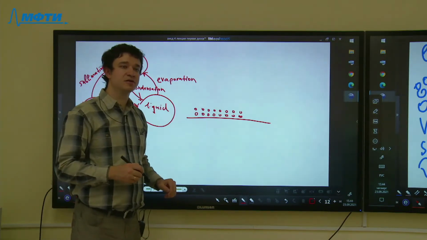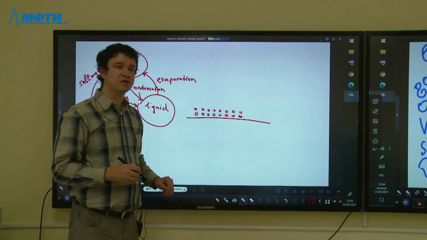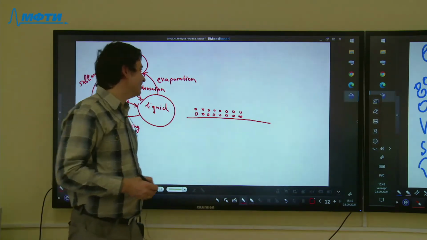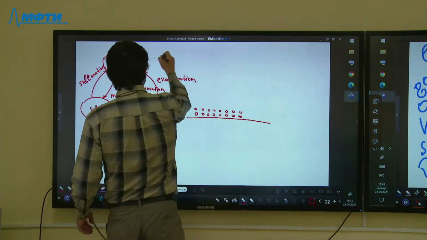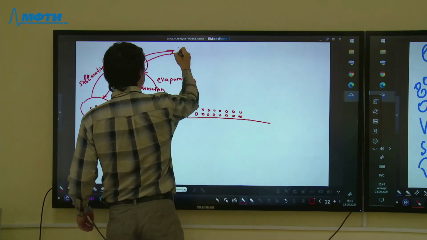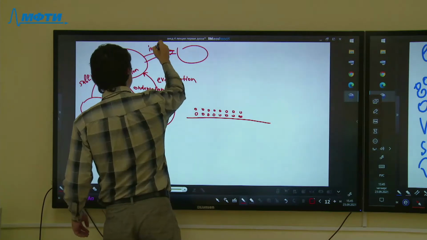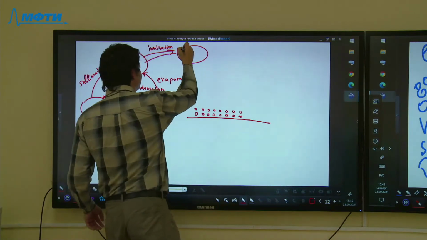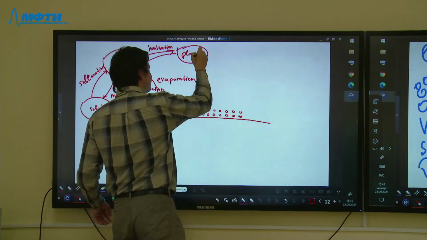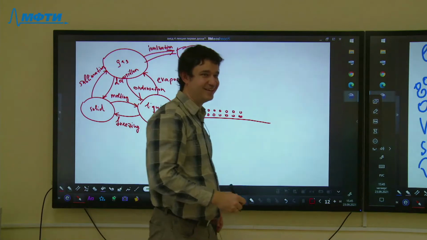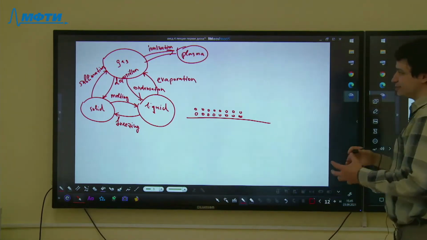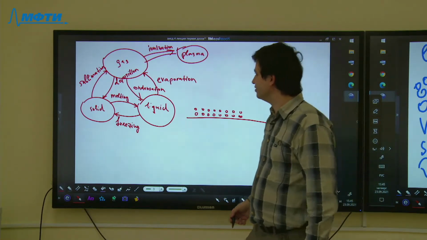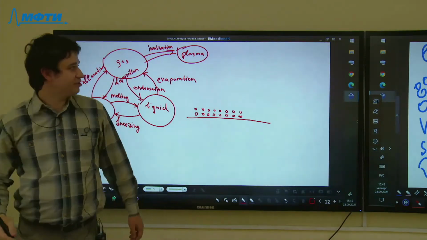Yes? How would you call one of these phases? Ionization, probably. So let's say we go from gas phase into plasma. Yeah, I think this is ionization. I don't know the name actually for the reciprocal process, when the plasma particles are condensed into neutral molecules.